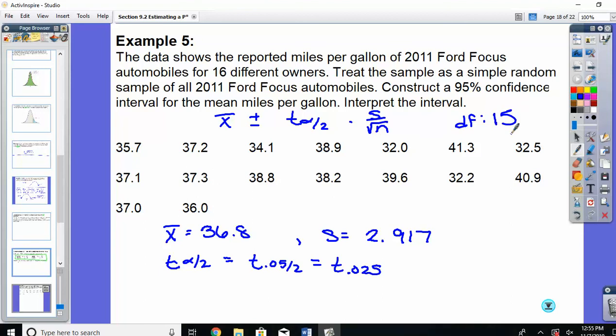So you're going to your table. Your degrees of freedom is 15. My value at the top is 0.025. And I get 2.131.